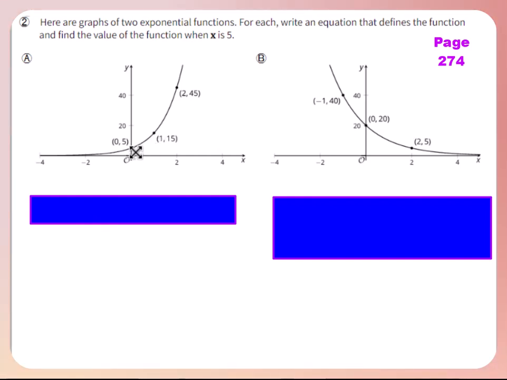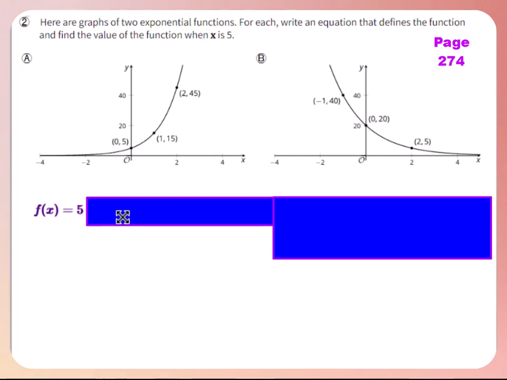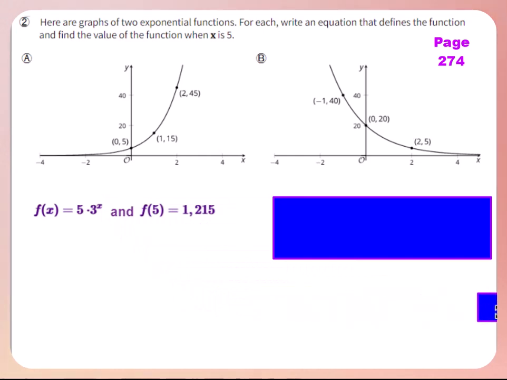Okay, our initial amount is 5. Look at the y value. It's crossing the y-axis at 5. It is an exponential function, so write f of x equals 5 times, how do we get from 5 to 15? What are we doing? We're multiplying by 3. So times 3 to the x.